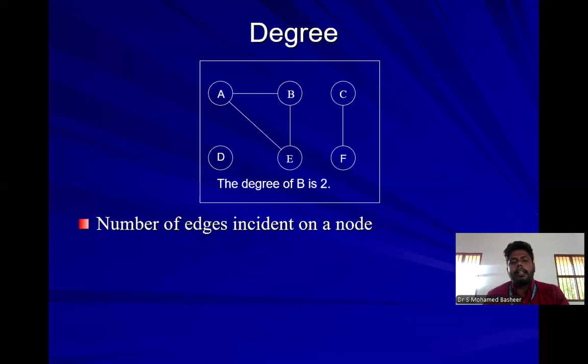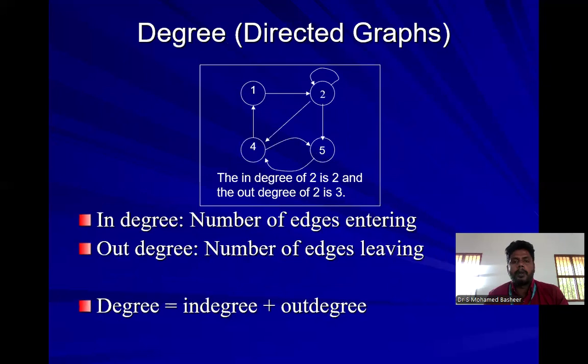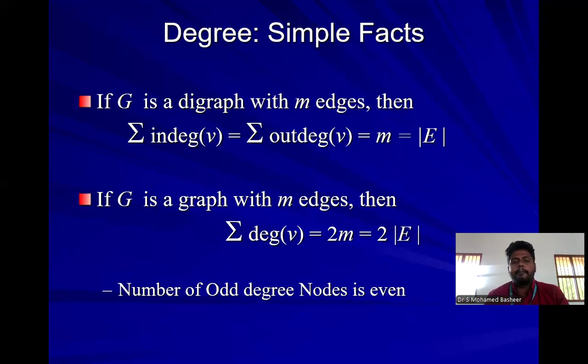Degree. What is degree? The number of edges incident on a node is called the degree. In the example graph, the degree is 2. Directed graph: the degree of a directed graph. In-degree is the number of edges entering. Out-degree is the number of edges leaving. The degree is equal to in-degree plus out-degree.